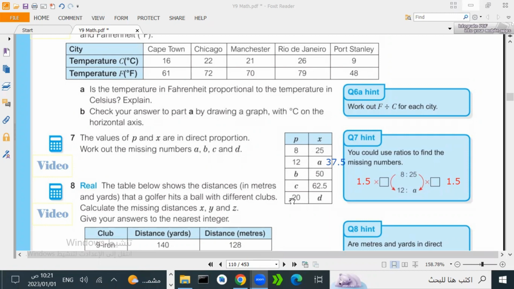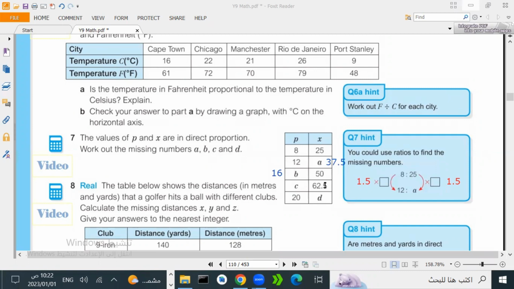Now, to get the other value, I'm going to use the same idea. I'm going to divide 50 by 37.5 and check the value of the constant that I have here. It should be the same here. So 50 divided by 37.5, and the answer is 1.3. Now, I'm going to multiply 1.3 by 12, and it gave me 16. So this one is 16. I'm going to write 16 here.